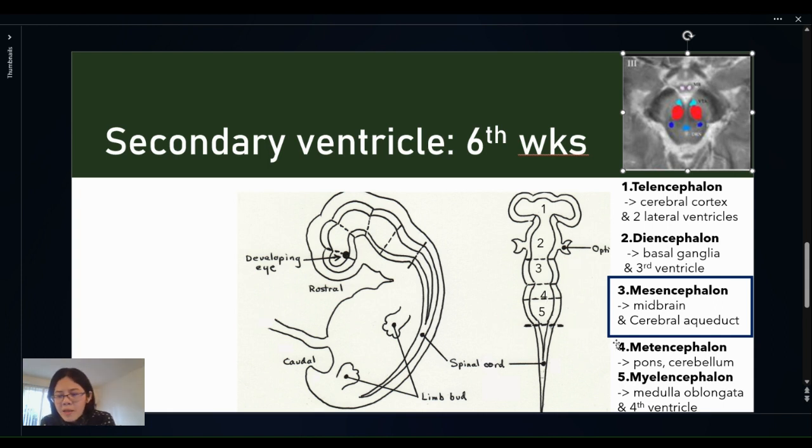And the fourth part is the metencephalon that will develop to pons and cerebellum, and the myelencephalon that will develop to be the medulla oblongata. Both parts have the fourth ventricle that fills CSF inside.